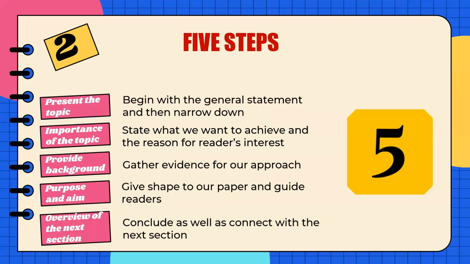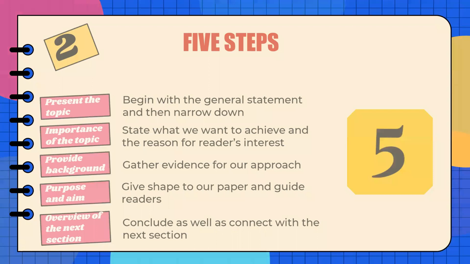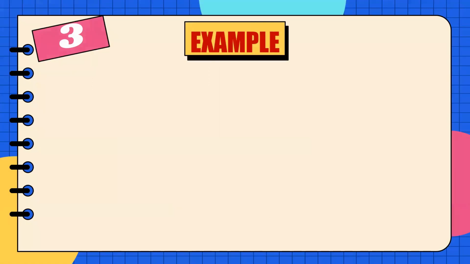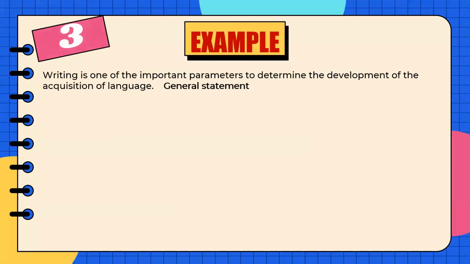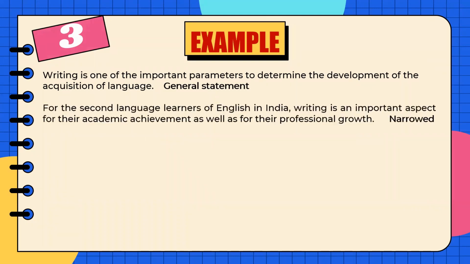So having understood the 5 steps, let me help you understand with the help of an example. Here is the first statement, that is a general statement. Writing is one of the important parameters to determine the development of the acquisition of language. This is a general statement. Second, for the second language learners of English in India, writing is an important aspect for their academic achievement as well as for their professional growth. This is a narrowed statement.